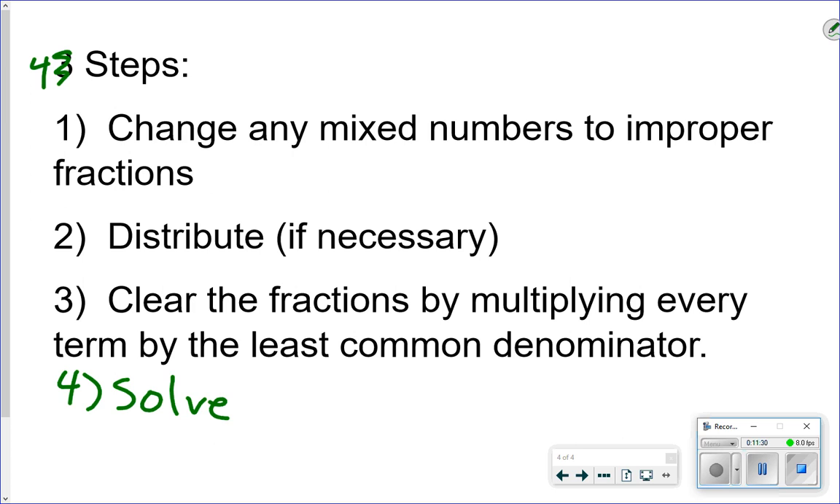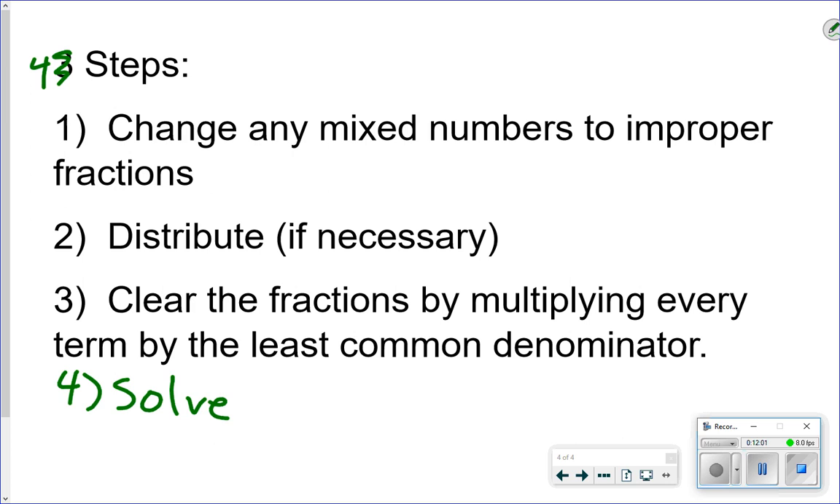Okay, so first step is to change the mixed numbers to the improper fractions. Second step is to distribute if you have distribution. Then the third step is you clear the fractions by multiplying every single term by the least common denominator. All right, and then lastly, you're going to solve an equation. Your answers will probably be fractions, but after you clear them, you won't have to deal with fractions while you're solving. So if you need to, pause this screen so that you can copy down these steps. But that is the way that we solve equations with fractions.